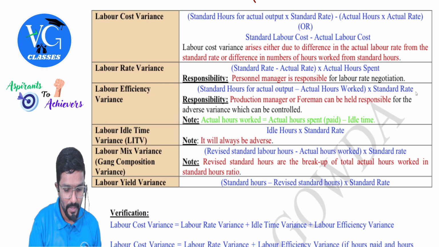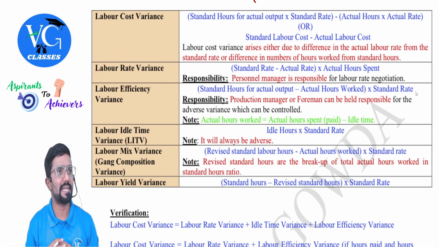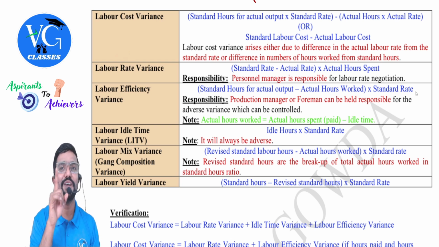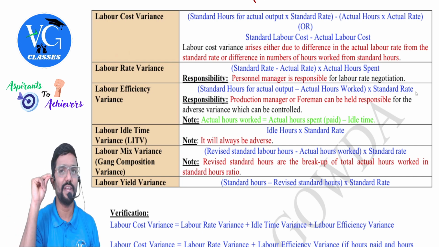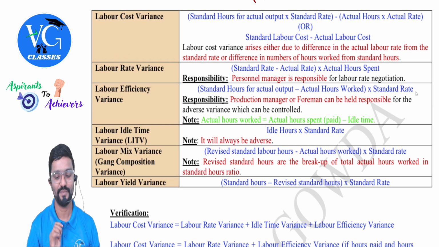Labor rate variance, if it is adverse, who is responsible for it? The HR department, because you are the one who is negotiating with the new workers. You should have negotiated a better price with them.